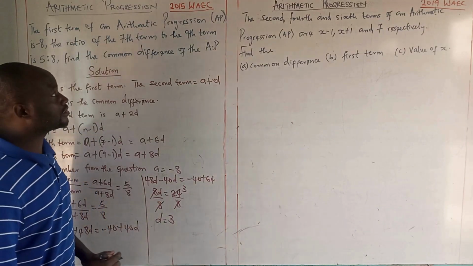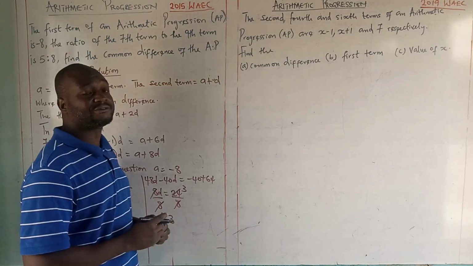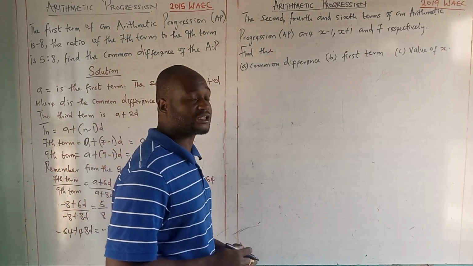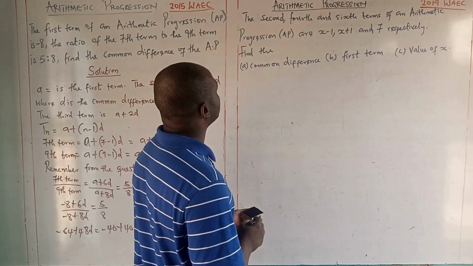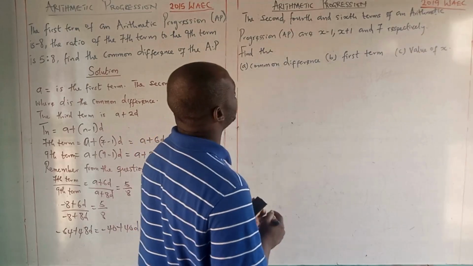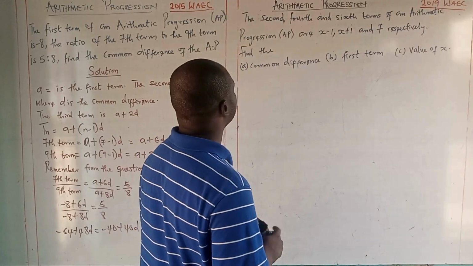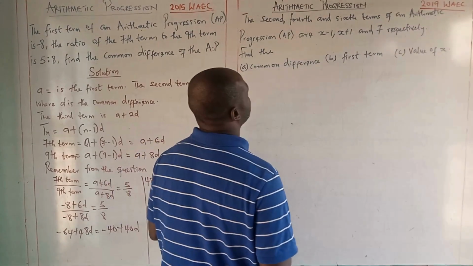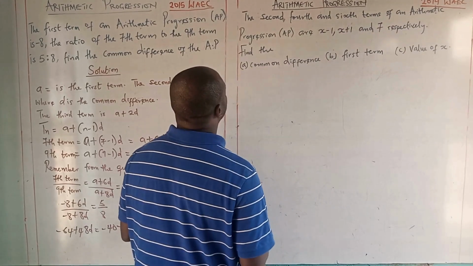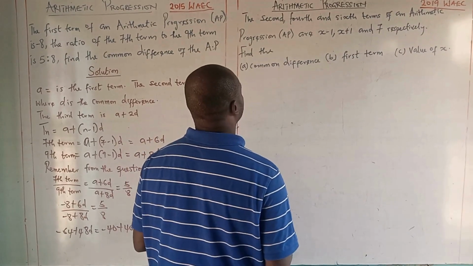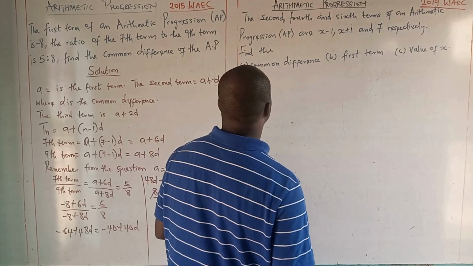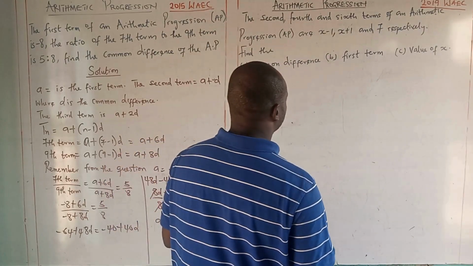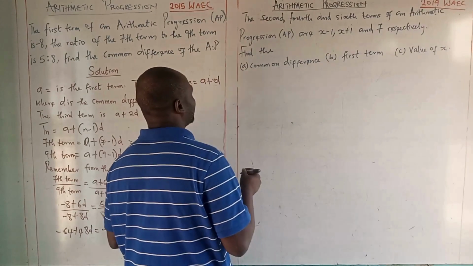And that's all for the question of 2015. Now let's look at the 2019 WAEC question. This comes with a little twist. It says the second, fourth, and sixth terms of an arithmetic progression are x minus 1, x plus 1, and 7 respectively. Find the common difference, the first term, and the value of x.